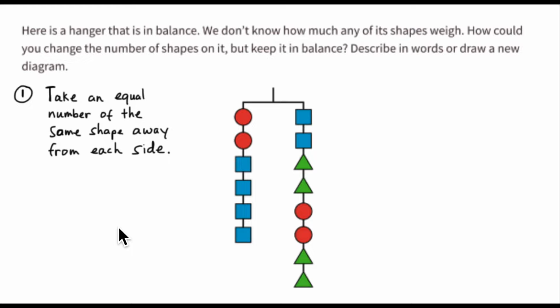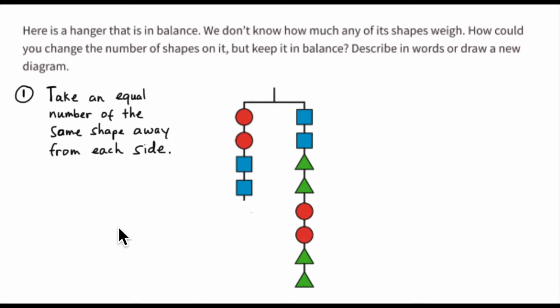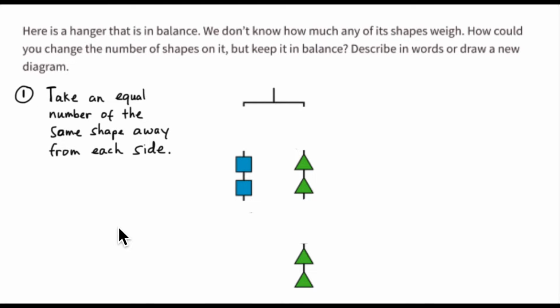So we could take an equal number of the same shape away from each side. If we do that, we know that we're removing the same weight. So if I take 2 squares away from the left, I'm going to take 2 squares away from the right. So that is an equal weight. So this hanger is still in balance. If I take 2 circles away from the right, I'm going to take 2 circles away from the left. So this hanger is still in balance.